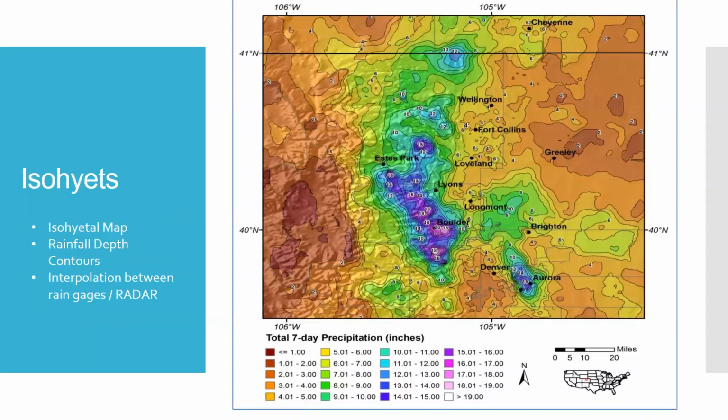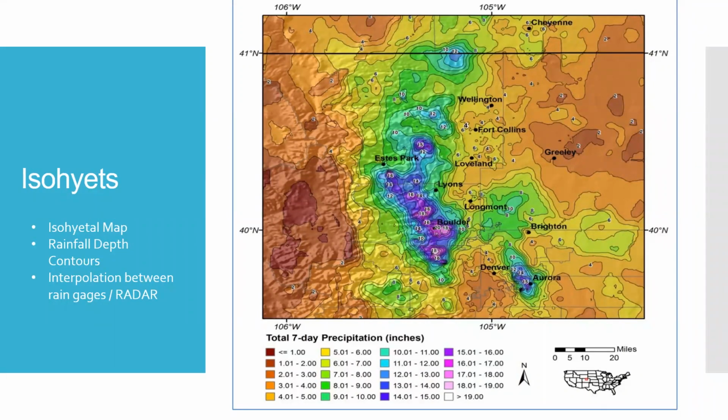Typically we're going to be getting our design information from maps like this. These maps were generated from rain gauge networks. Maybe they're supplemented with radar rainfall data. And I've got one for the Front Range area. And this is a map that shows the depth that fell over 7 days in 2013 on the Front Range for that flood event.